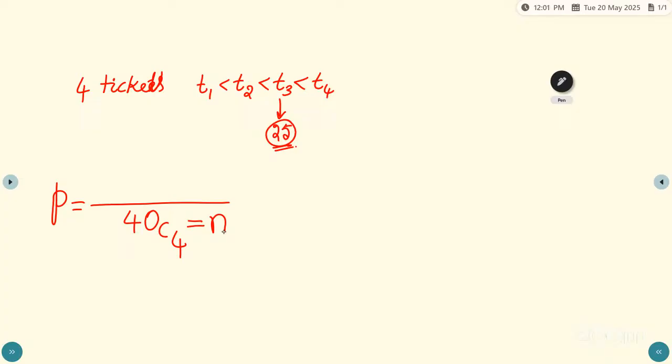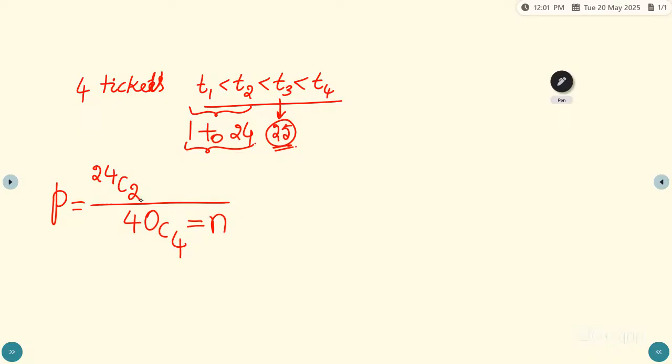Now you tell me what is favorable? After arranging them in ascending order, the third ticket must be 25. Third ticket is 25 means the first two must be from 1 to 24. So this can be done in how many ways? 24C2.